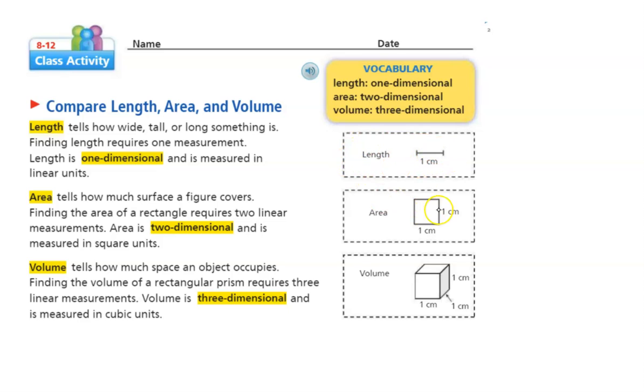So over here, this is a good example of showing you what they're talking about. Length is just one-dimensional, it's one line. Area is at least two lines, but you can see that they create this square shape, or possibly even a rectangle. And then a volume is a three-dimensional shape as well. Okay, so that's got the three parts to it.